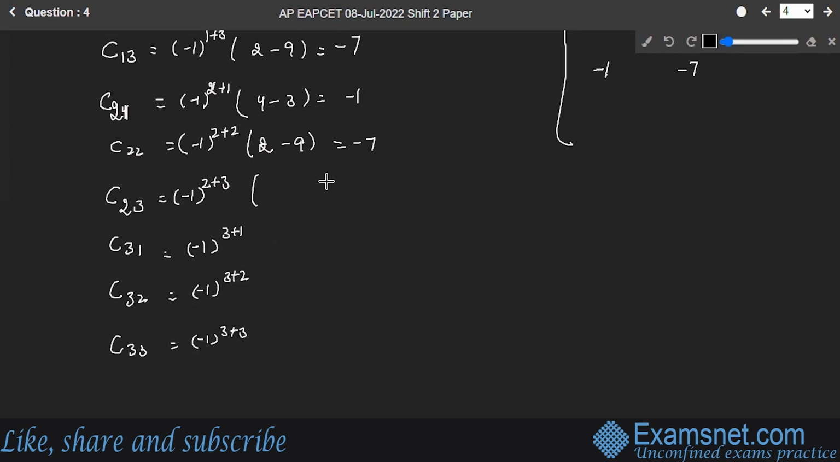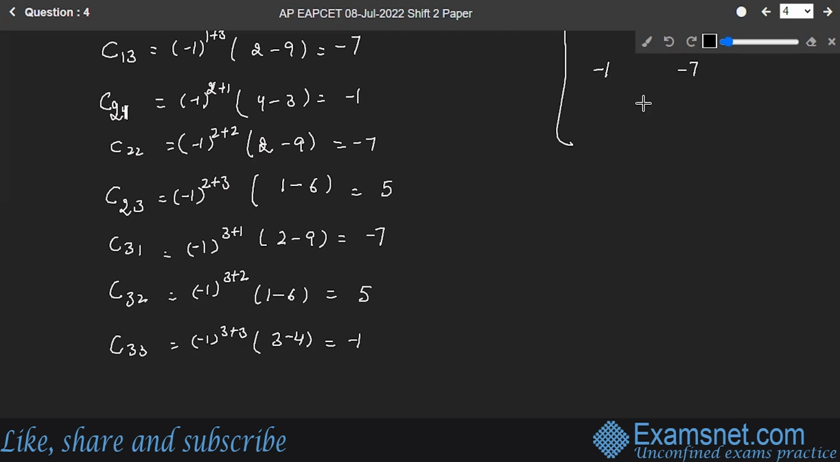23. This will be my 1 minus 6. This is 2 minus 9. 1 minus 6. 3 minus 4. This will give me minus 1. This will give me 5. This will give me minus 7. This will give me 5.